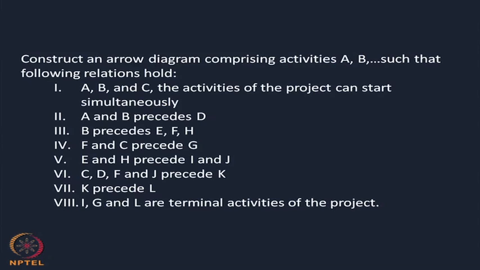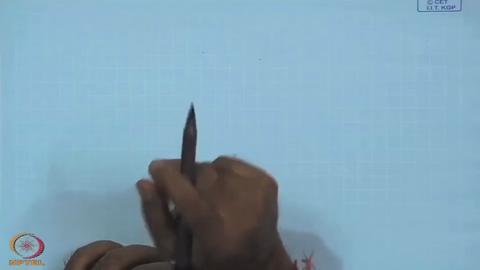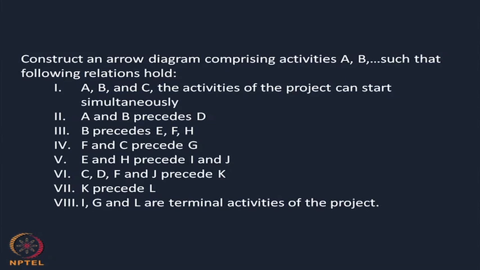The sixth one is C, D, F and J precede K, and K precedes L. I, J, L are terminating activities. So, we have told which activities can be started simultaneously and which are the terminating ones. Now, let us start how to draw this. The first activity you see: A, B and C, the activities of the project, can start simultaneously.